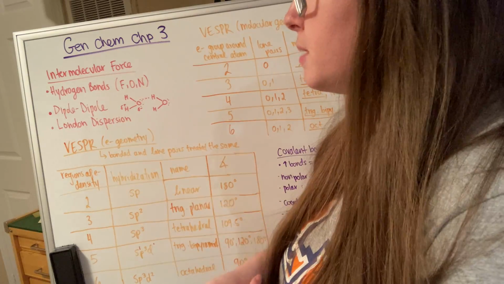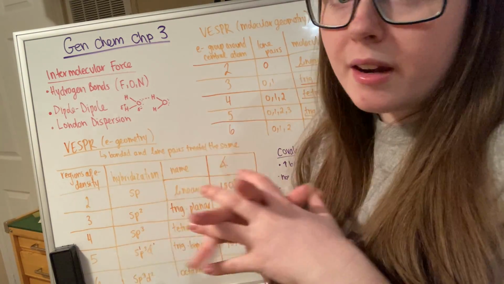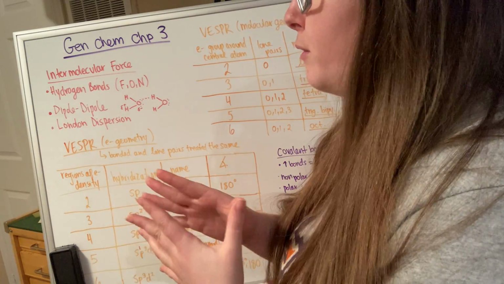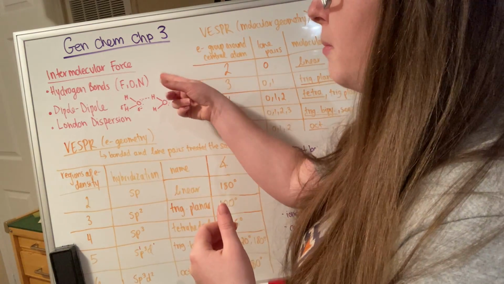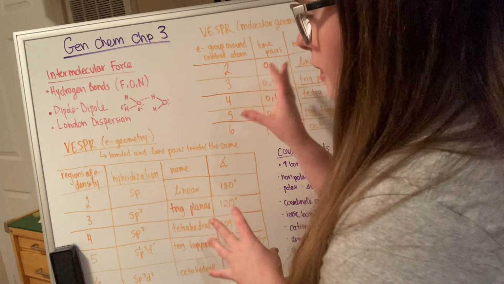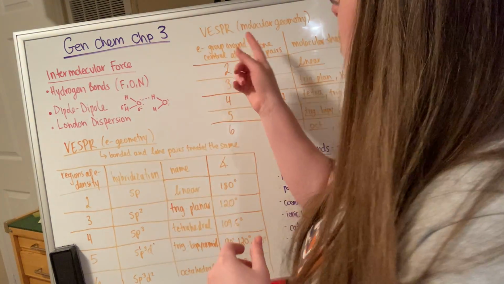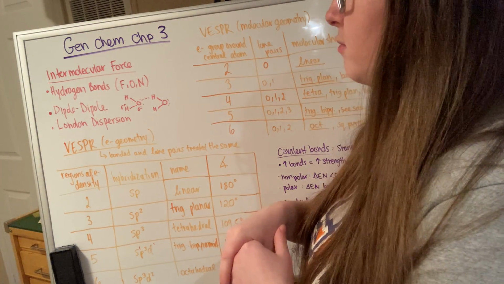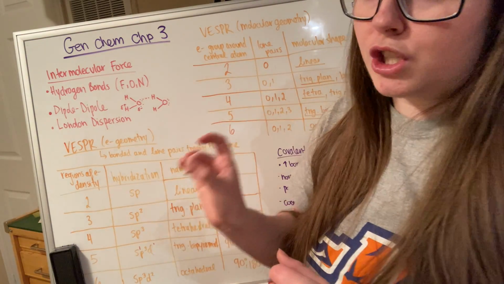Then we also have London dispersion, which are just temporary charges within the molecule, very quick, nothing really permanent, and those are relatively weak bonds in comparison. And hydrogen bonds are the strongest. So now we're going to look at VSEPR theory. One is the VSEPR theory for electron geometry, and one is the VSEPR theory for molecular geometry.